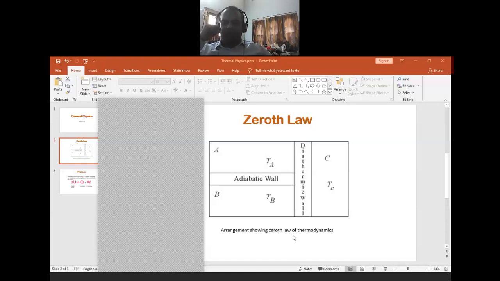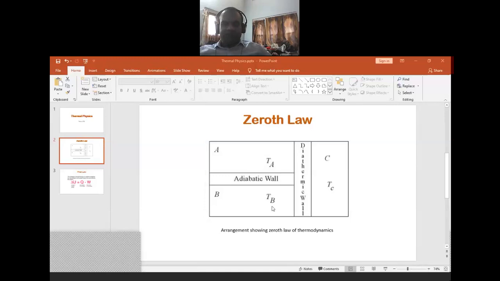So you write down: consider three systems A, B, C at temperatures TA, TB and TC respectively. You can see in the figure, it is very clear. A is at temperature TA, B is at temperature TB and C is at temperature TC respectively.